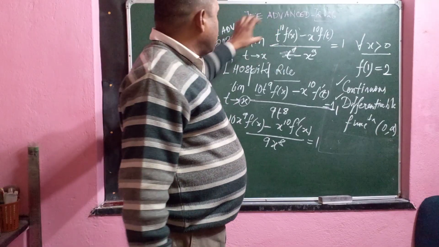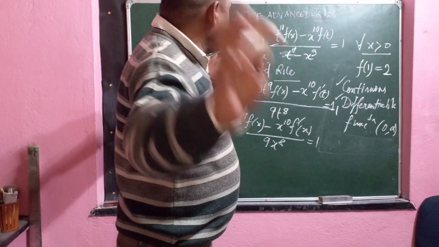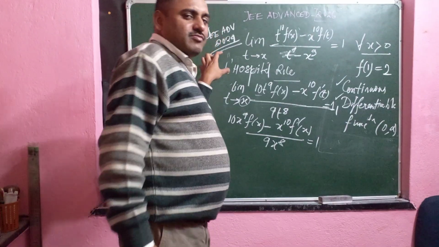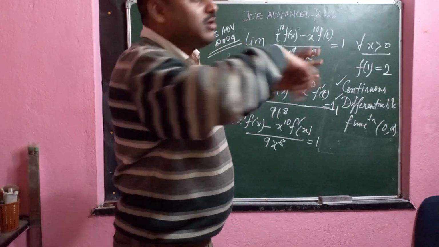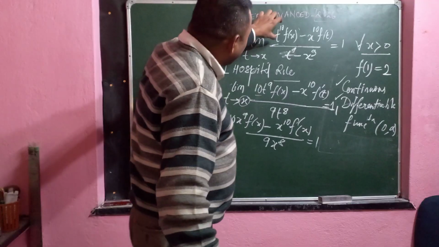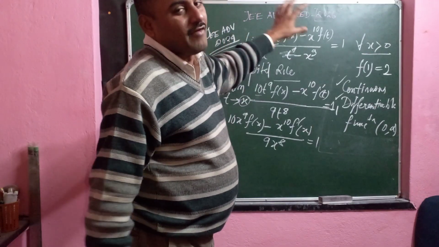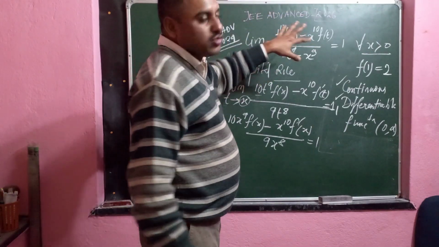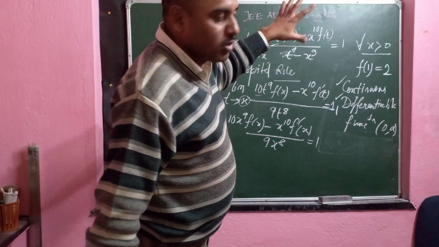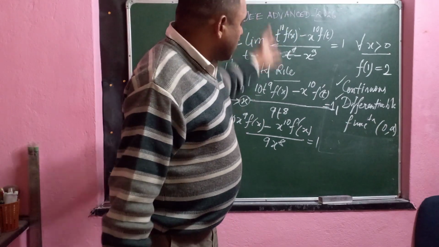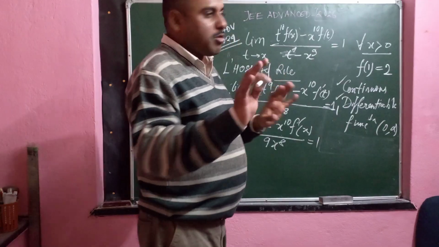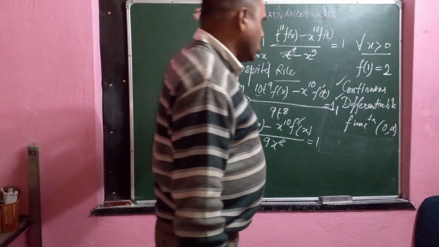Whatever we do by L'Hospital's rule, there is a funny story about L'Hospital: a person who broke his legs in the hospital, so L'Hospital. We have to differentiate numerator and denominator simultaneously if it is a 0 form or infinity form. When we did limits, we already discussed L'Hospital's rule properly, so we will use it here.